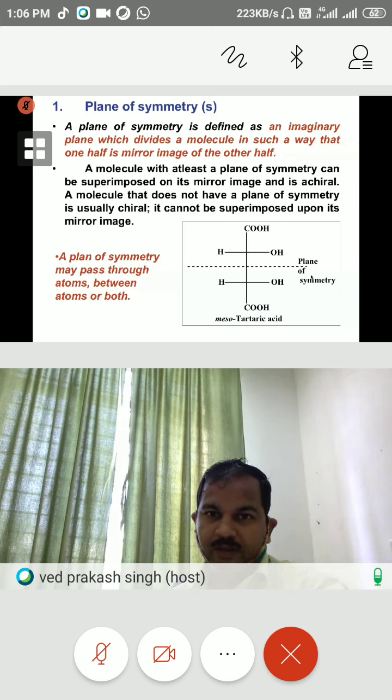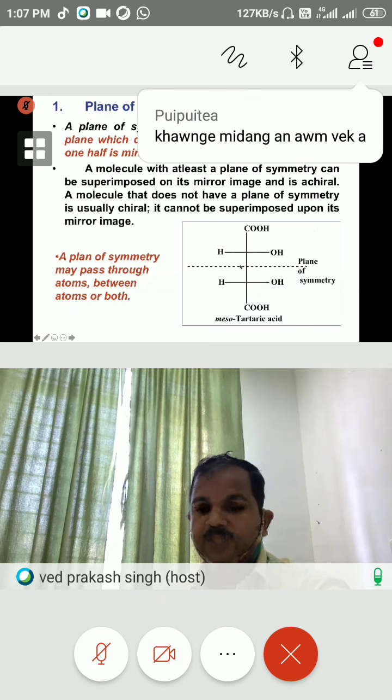So overall the molecule will be optically inactive. This is a very good example, meso-tartaric acid. This is the plane of symmetry, and this is the mirror image of this.